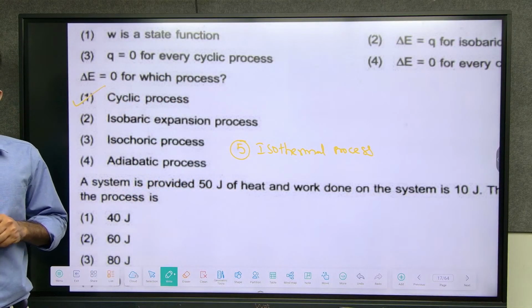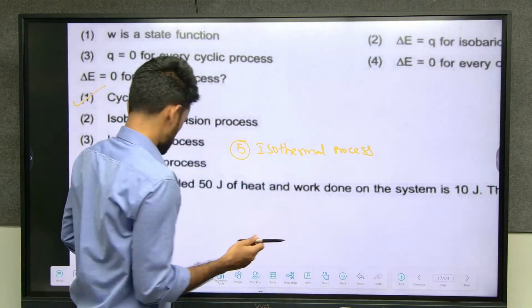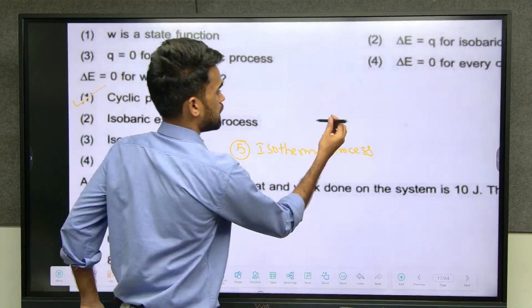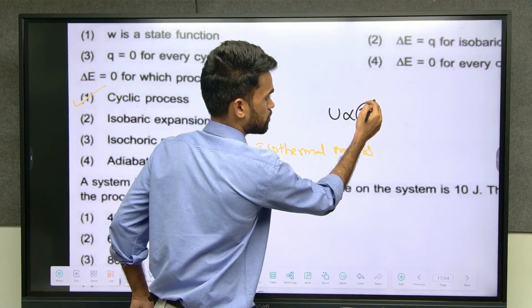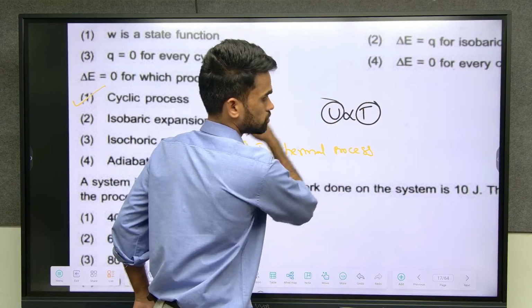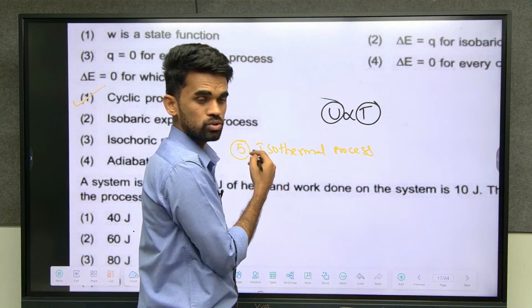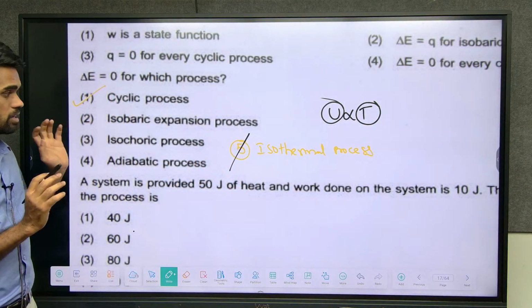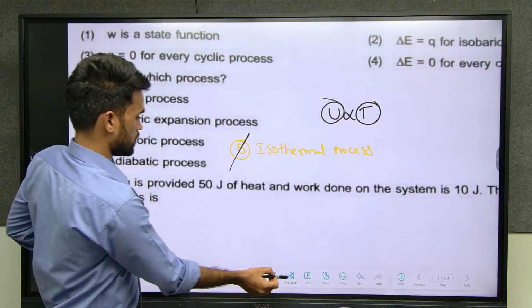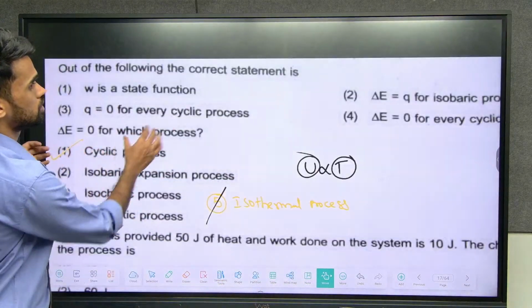Why in an isothermal process is dU equal to 0? Temperature is constant. Internal energy is proportional to temperature. If temperature is constant, so the change will be 0. Okay. So the fifth and first ones are perfect. The remaining are incorrect.